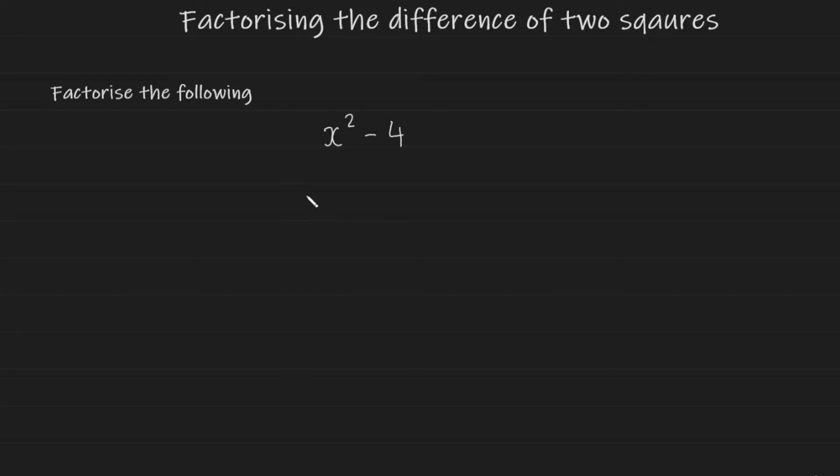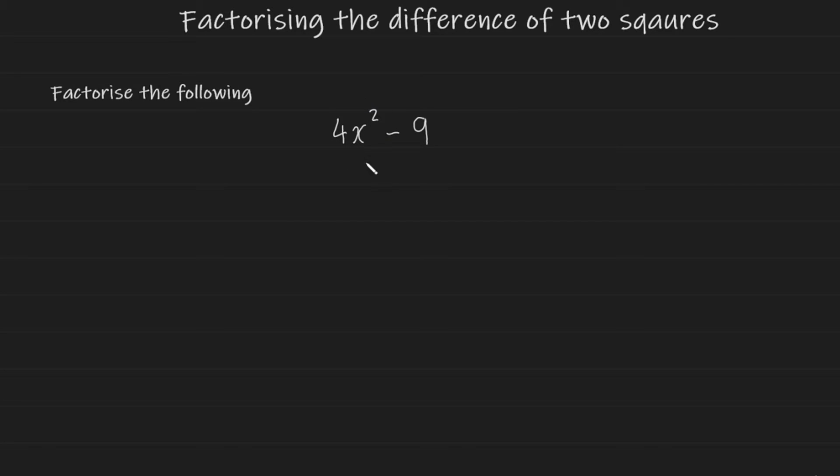Well, the difference of two squares always factorizes into two brackets. One of the brackets is a plus, the other bracket is a minus. And the terms that go into these brackets are obtained by square rooting the terms in the original expression. So the square root of x squared is just x, and you put that in each bracket to the left like this. And the square root of 4 is 2, and you put that into each bracket like this. And there you have it. You have factorized an expression that is the difference of two squares.